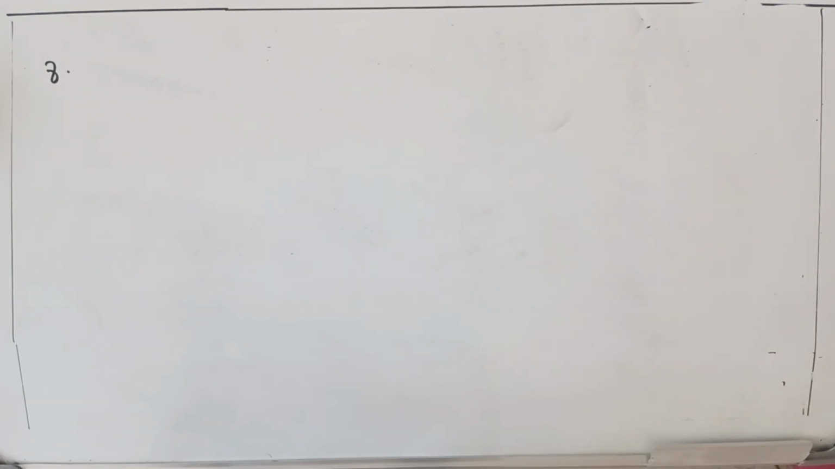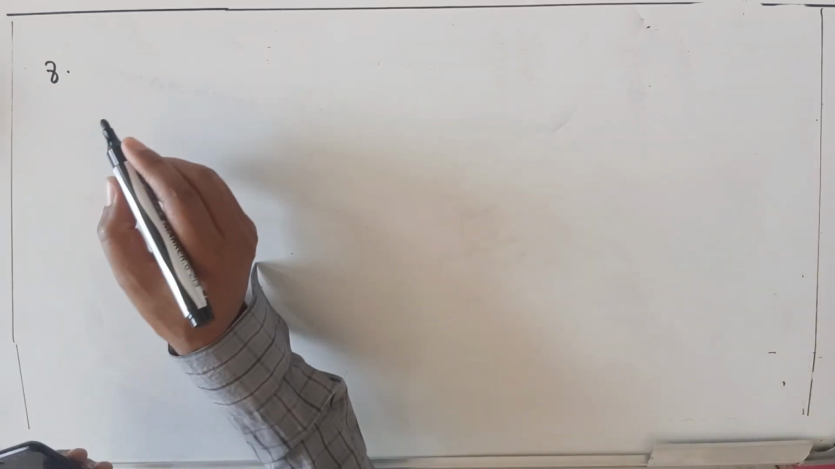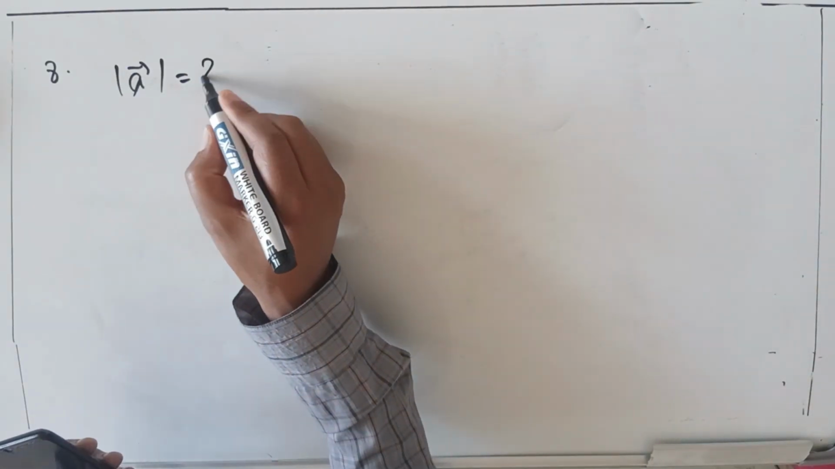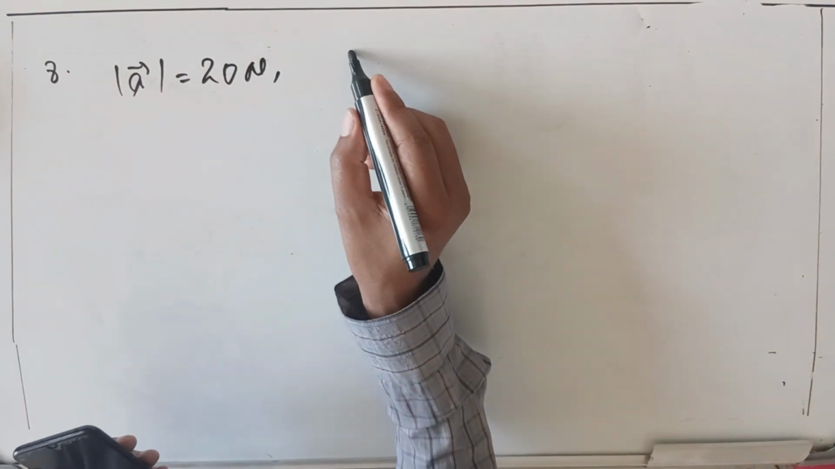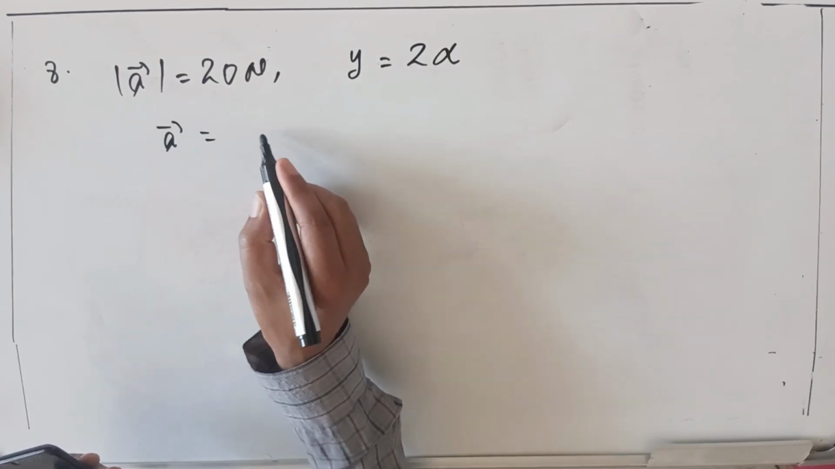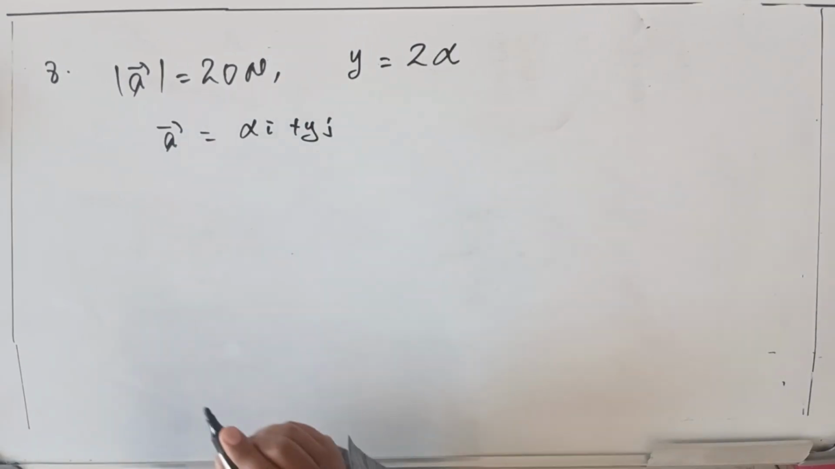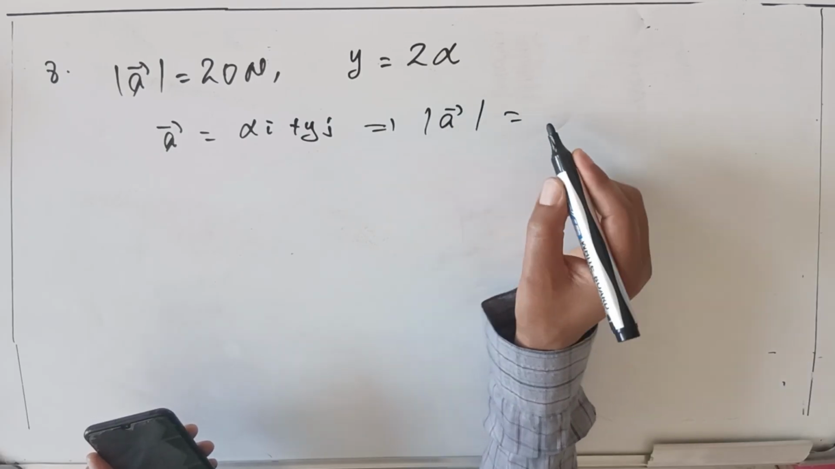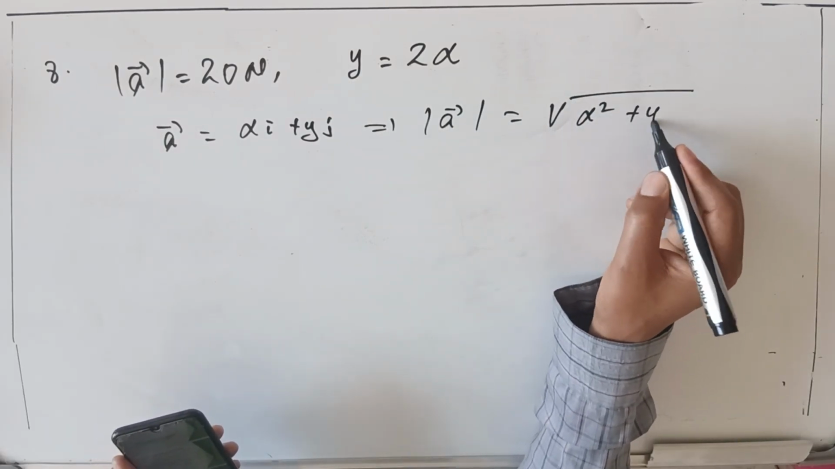So question number 8. A vector A has a magnitude of 20 Newton, and if its y component is twice its x component, find the components. So now we have vector A, the norm of this vector is 20 Newton, and the y component is twice the x component. So vector A is equal to xi plus yj, in this case y is 2 times x. And the norm of vector A is equal to square root of x square plus y square.